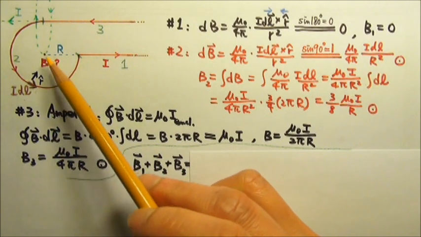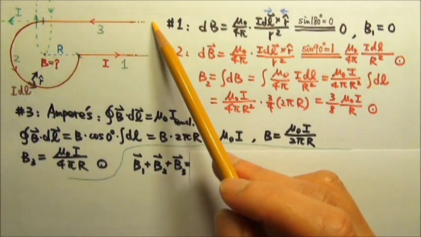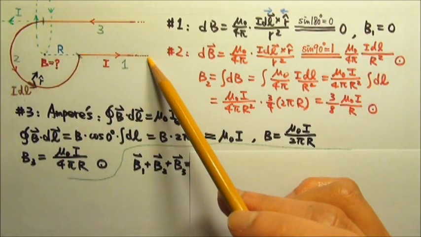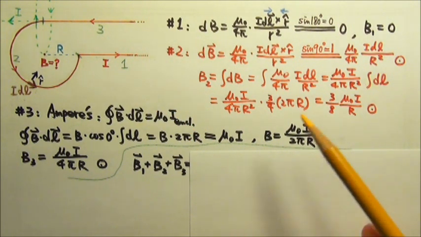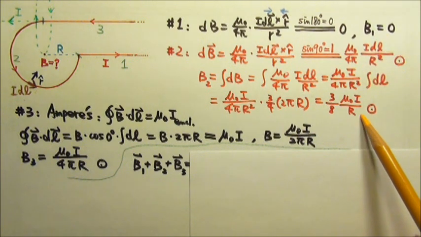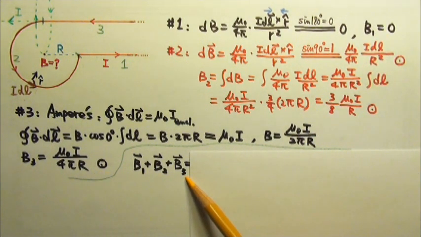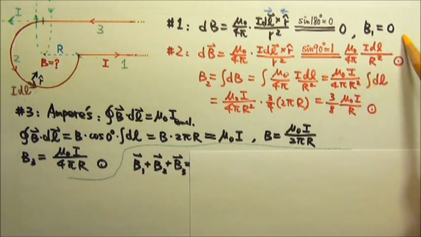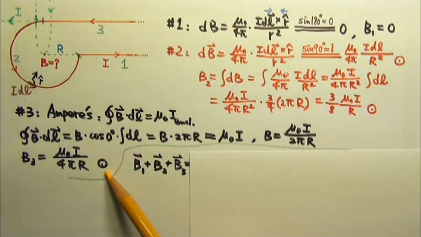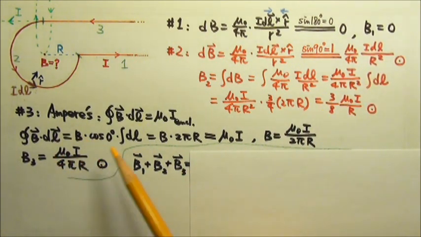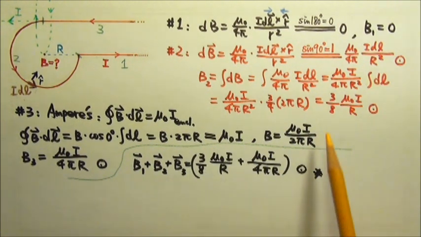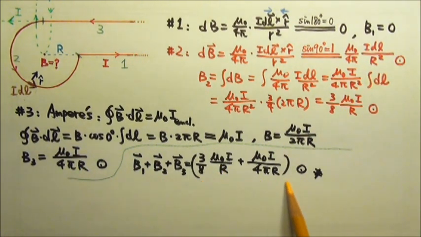Now we can find the net magnetic field over there produced by this entire current. All we have to do is to use the superposition principle and add the magnetic field produced by each segment together by adding vectors. Of course, right now B1 is 0, and B2 and B3 are in the same direction, so we can just add their magnitudes together, and this is what we get. And its direction is out of the page.